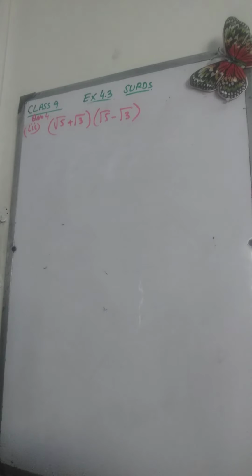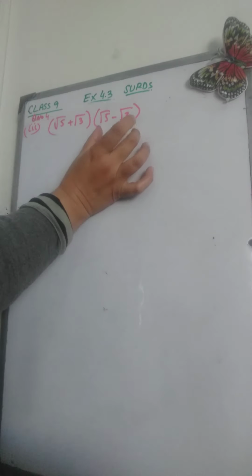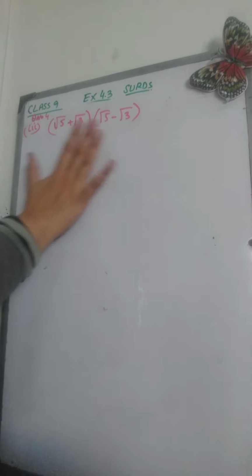Now in this question they are asking us for the multiplication of surds, because under root 5 is an irrational number, plus this is also an irrational number. Two irrational numbers added up give another irrational number. So this is a surd, same is the case over here. So we have two surds which are multiplied.